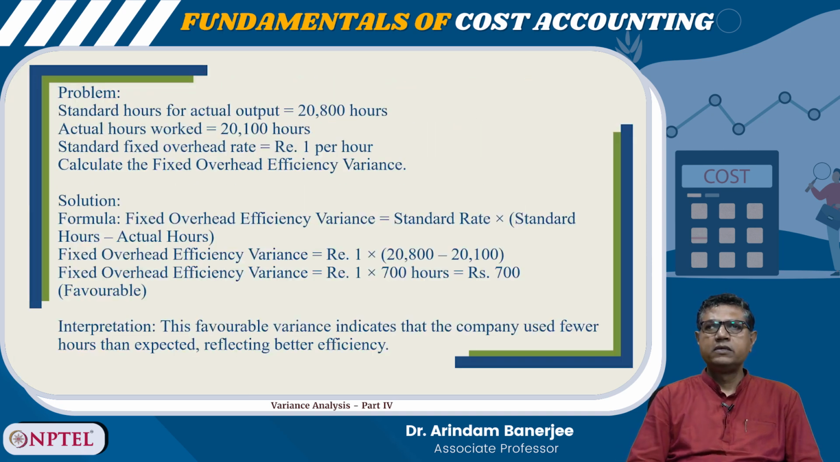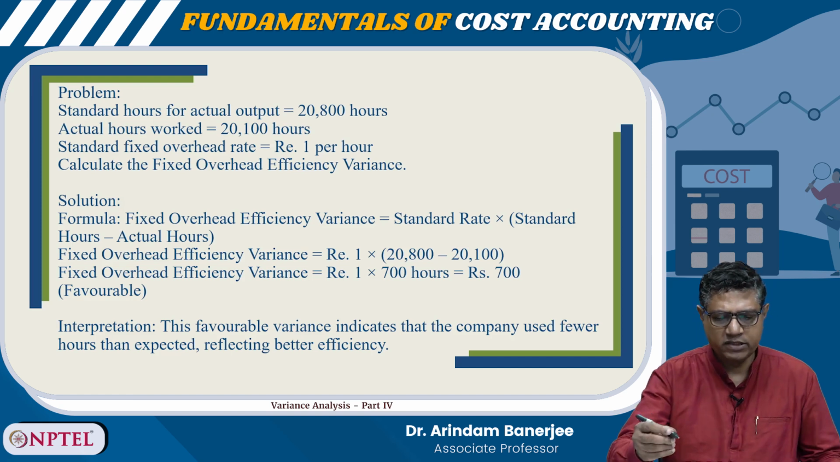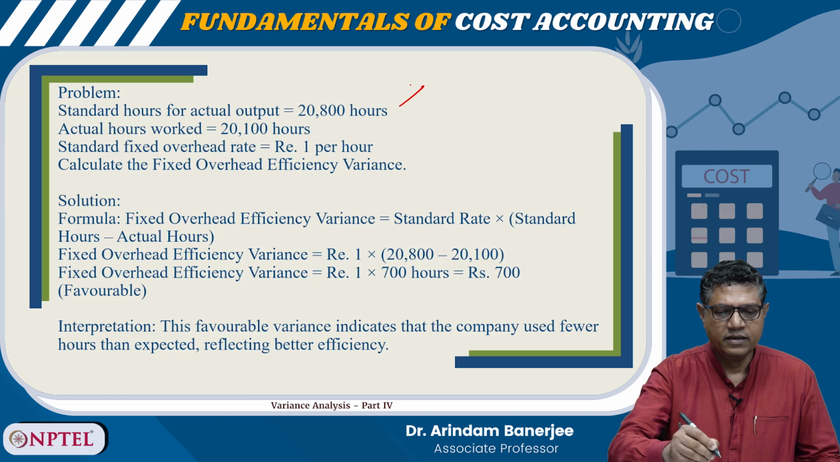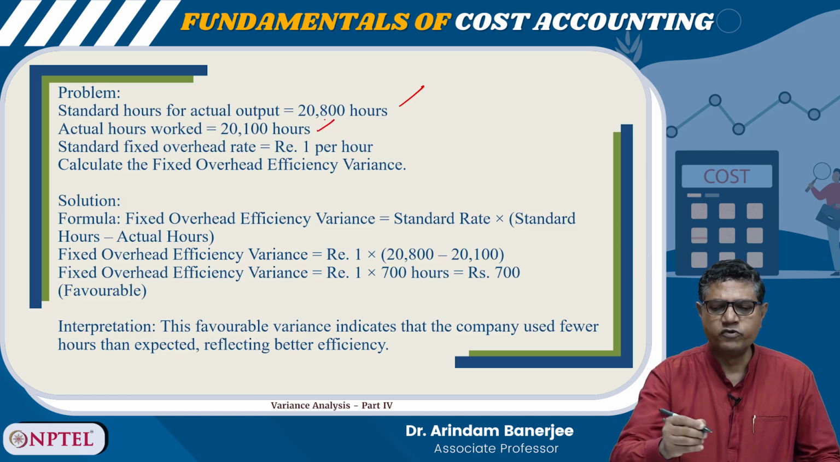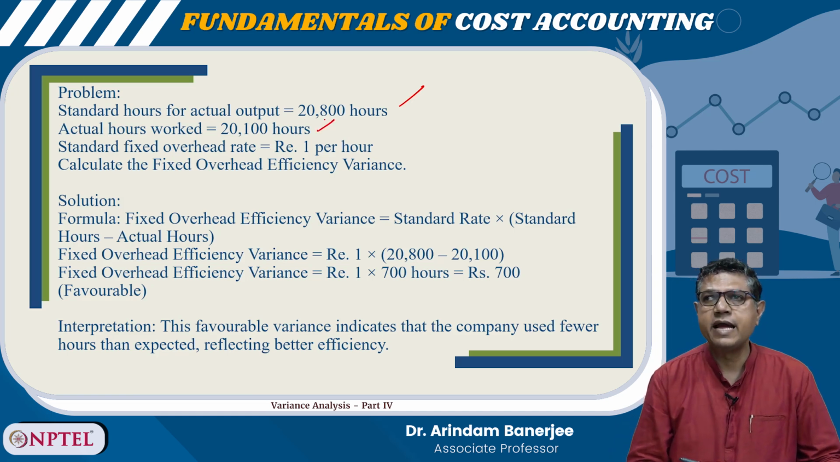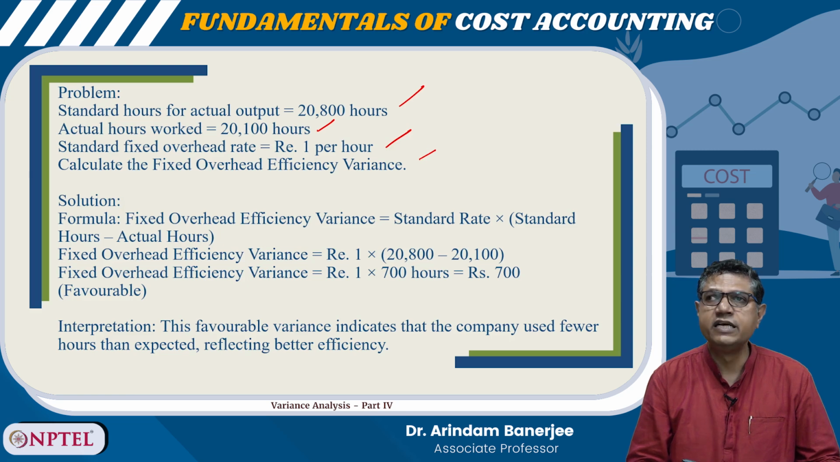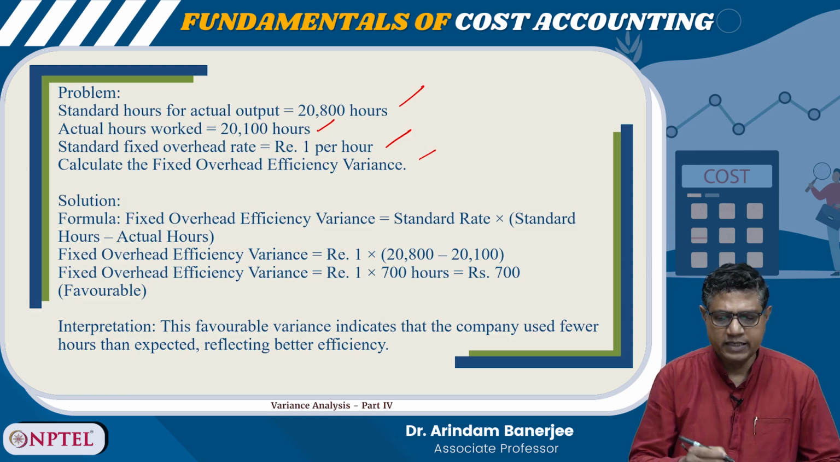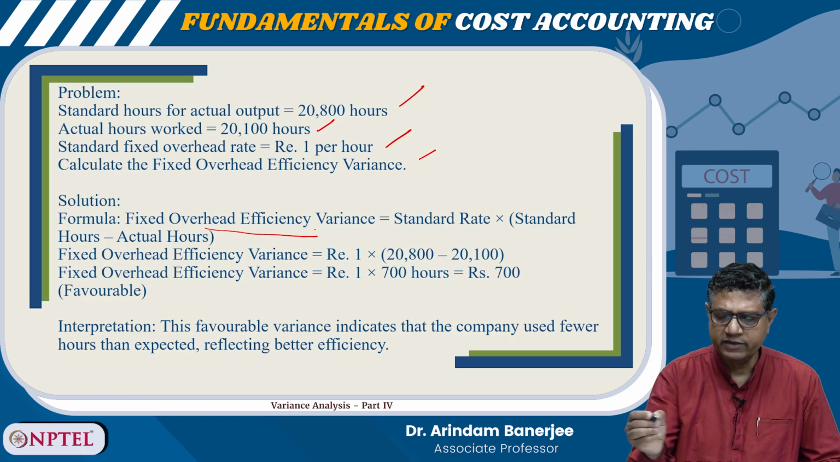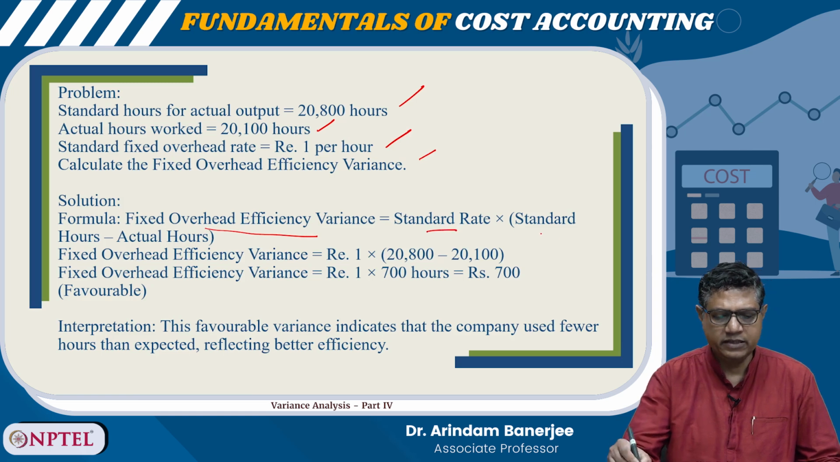Here is a problem. Standard hours for actual output, right, 20,800 hours. Actual hours worked 20,100. Standard fixed overhead rupee 1 per hour. Calculate the fixed overhead efficiency variance. So, the formula is fixed overhead efficiency variance is equal to standard rate into standard hours minus actual hours.